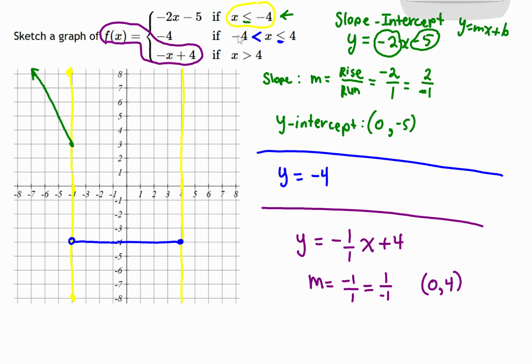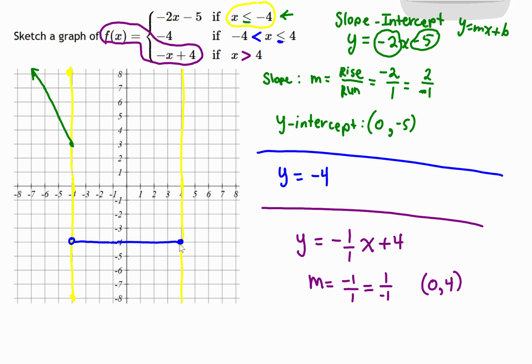So let's also notice that this piece is where x is greater than, or sorry, I didn't mean to say or equal. I meant to say this is where x is strictly greater than 4. So looking at that yellow line where it goes through where x equals 4, I already have a closed circle on there from the previous piece.